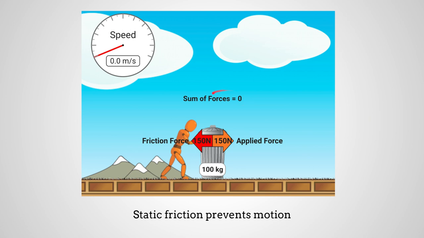If there is no unbalanced force, like let's say static friction has not been overcome, that means that the object will remain at rest. It will not move. So if the applied force cannot overcome the static friction, the object continues to not move. The static friction matches the applied force in magnitude, but it has opposite direction.